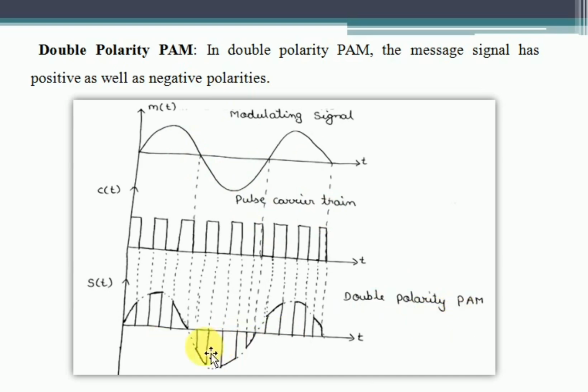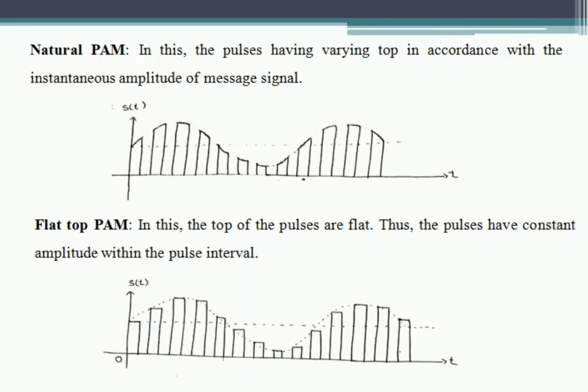How we have drawn this waveform is similar to the concept that we have drawn in a single polarity PAM. That is, at this instant of time some pulse amplitude is present, so this is varying with your message. At this point the pulse amplitude is 0, so 0 into your modulating signal is simply 0. We can say that simply by multiplying your message signal with your carrier signal you can generate a PAM signal, whether it may be a single polarity or a double polarity.